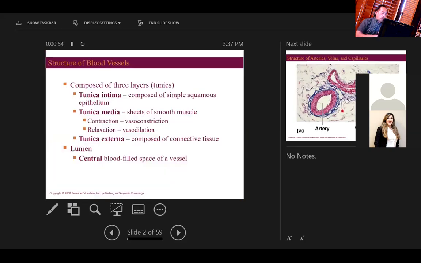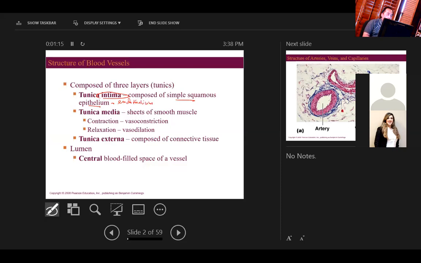Your blood vessels have three layers. The tunica intima is the inner layer, and that's made of simple squamous epithelium. The lining is called endothelium, so they have a special name for the lining of the inside of the blood vessel.